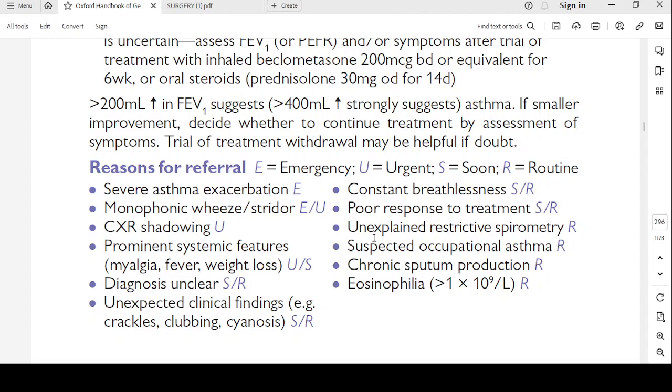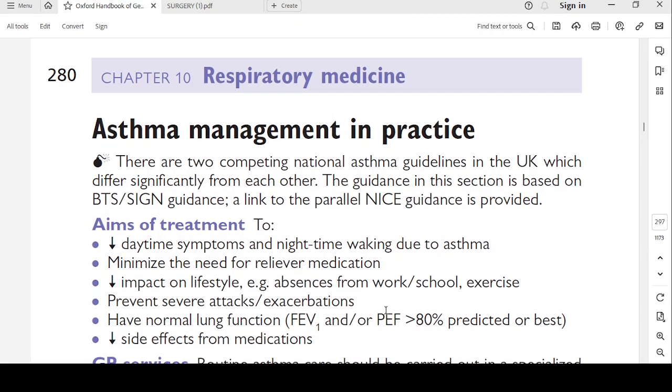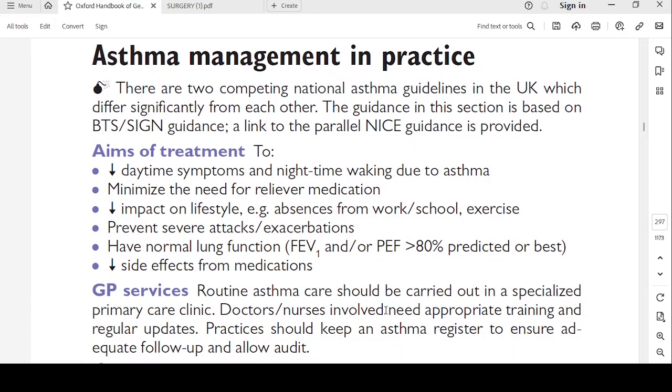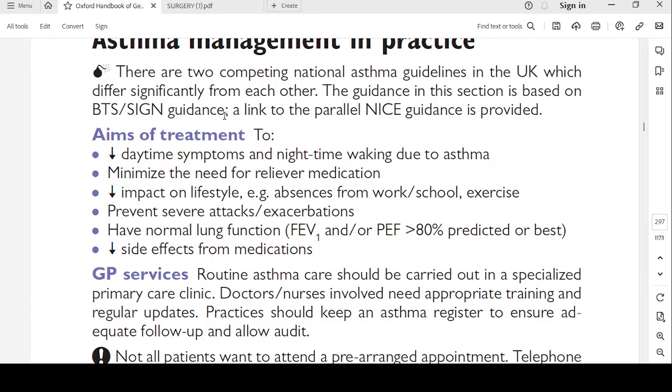Unexplained restrictive spirometry, routine referral. Suspected occupational asthma, routine referral. Chronic sputum production, routine referral. Eosinophilia, routine referral. Asthma management in practice. There are two competing national guidelines in the UK which differ significantly from each other. The guidance in this section is based on BTS SIGN guidance. A link to the parallel NICE guidelines is provided.